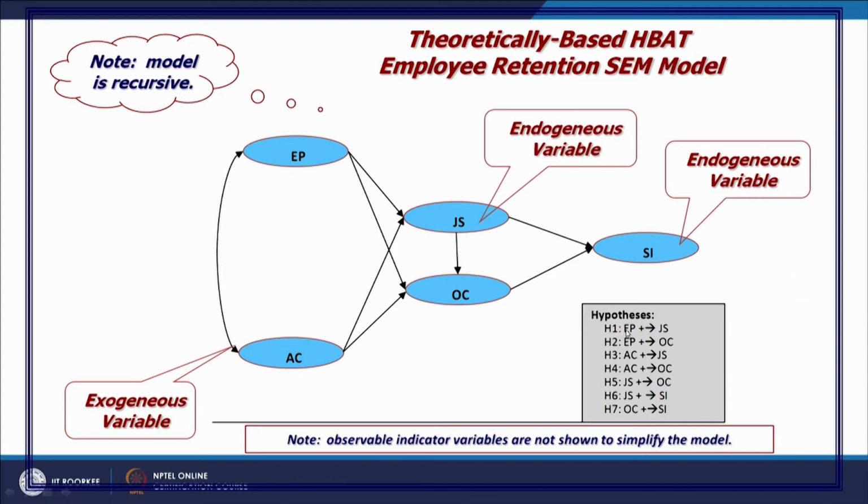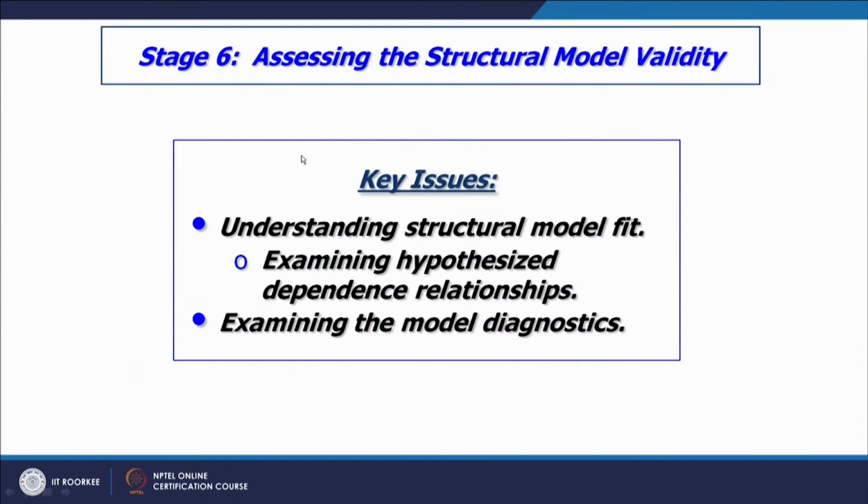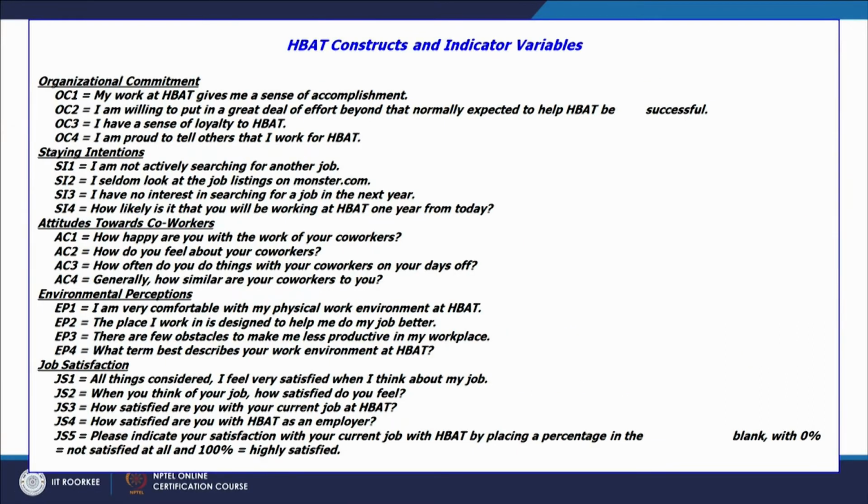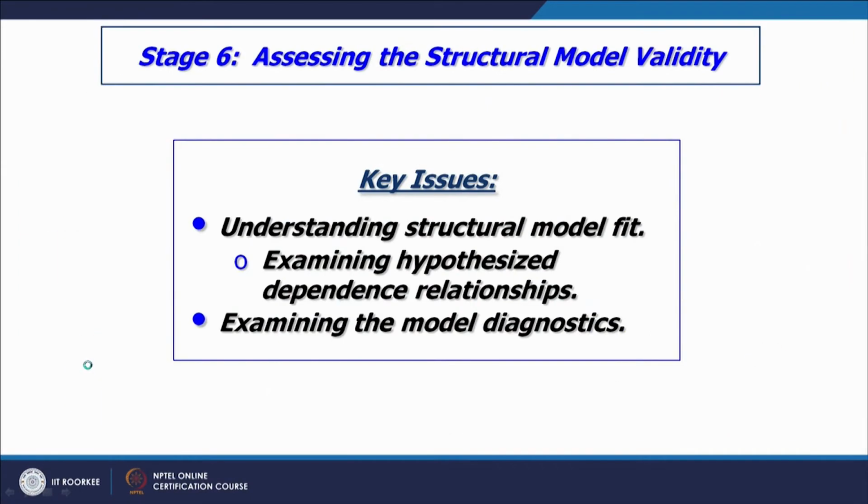Now, there are several hypotheses, if you can see. H1 is saying EP. What is EP? EP is environmental perception, AC is attitude towards co-workers, SI is staying intention, OC is organizational commitment, and JS is job satisfaction, okay.